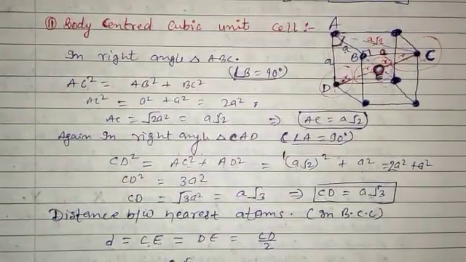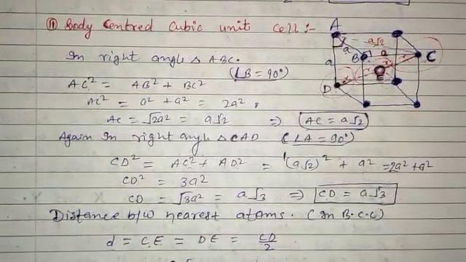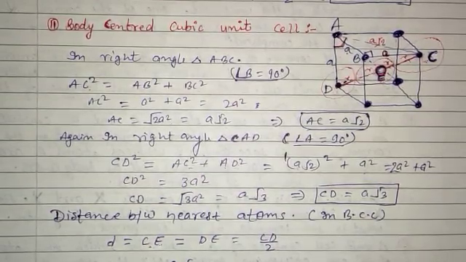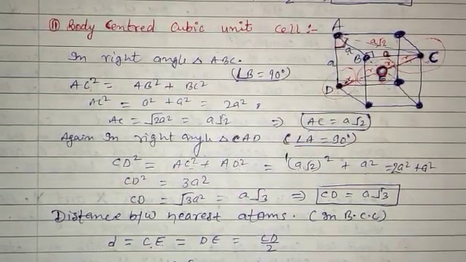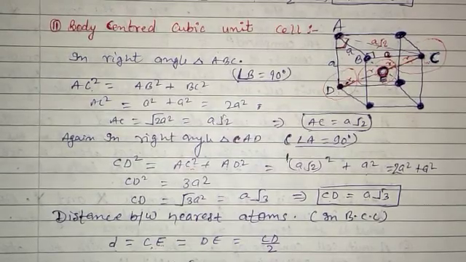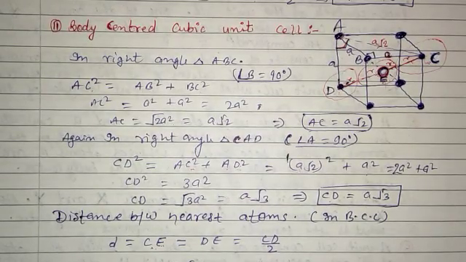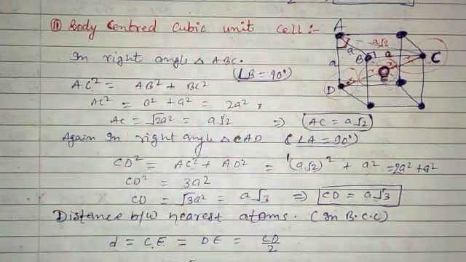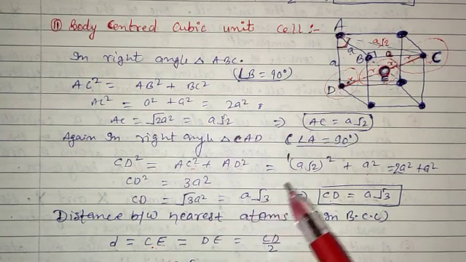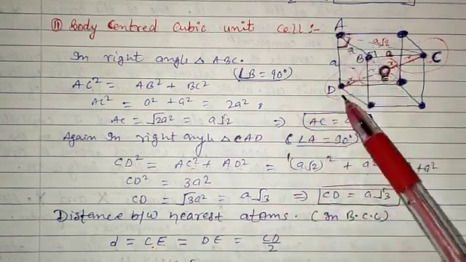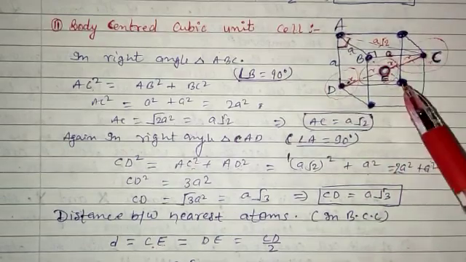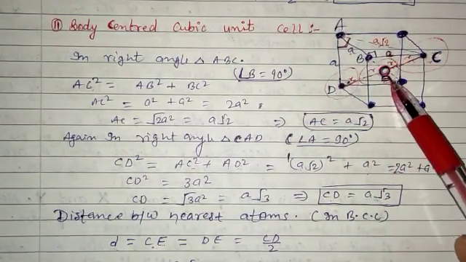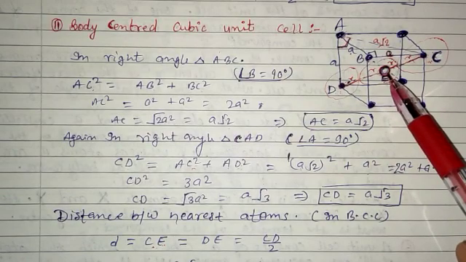Hello students, today I am going to discuss with you the relation between the radius of atom and edge length and the distance between the neighboring atoms. Okay dear students, in case of body centered cubic unit cell, particles are present at each corner and also one particle is present at the center of the body centered cubic unit cell.